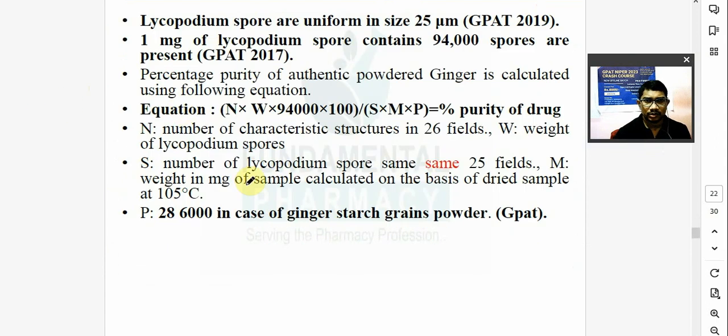You can measure or quantify if any foreign matter is there in a powder drug. आपके पास में बेलेडोना का पाउडर है. बेलेडोना के पाउडर में स्टार्च ग्रेन्स आपको मेजर करना है. If you want to measure a starch grain, particular characteristic structures, you can use the lycopodium spore method.